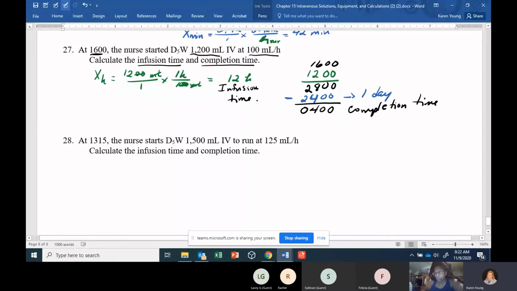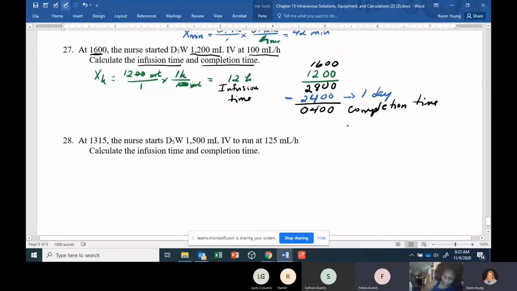Anytime you have a completion time that's greater than 2400, you're going to subtract 2400 from it because we have to cross that midnight hour. So are there any questions on this?